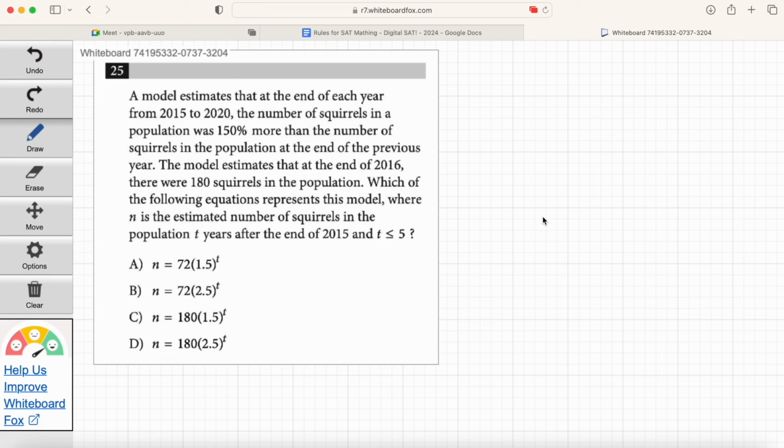It says, from 2015 to 2020, the number of squirrels in the population is 150% more than the number of squirrels in the population at the end of the previous year. So it's like it's going up by 150% every year. Does that make some sense? Yes. Okay. And they say at the end of 2016, there's 180 squirrels in the population. That's good enough to find the answer here, because at the end of 2016, we know what the t value is. What's the t value at the end of 2016?